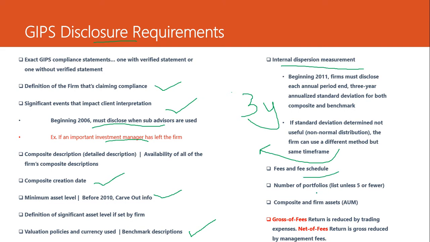What is the fee and the fee schedule? The number of portfolios, list unless five or fewer. So if you have less than five portfolios, you may not want to list it. Composite and firm assets. What are the firm assets that the firm is managing? What is the gross of fee returns and the net of fee returns? So very basic things in terms of investment management, but you have to remember this.